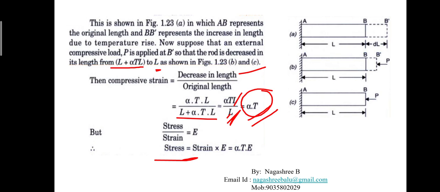Using this thermal stress, if I want to predict the amount of load or thrust on the rod, that is the value of P, we can find it as stress times area. Stress is alpha times T times E, multiplied by the area of cross section of the object. So this is the concept behind thermal stresses.